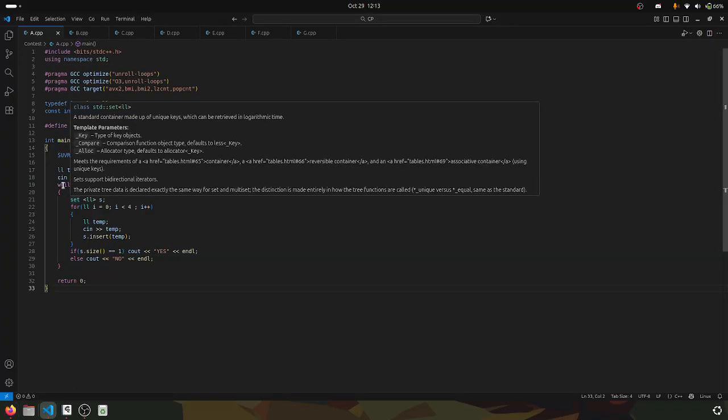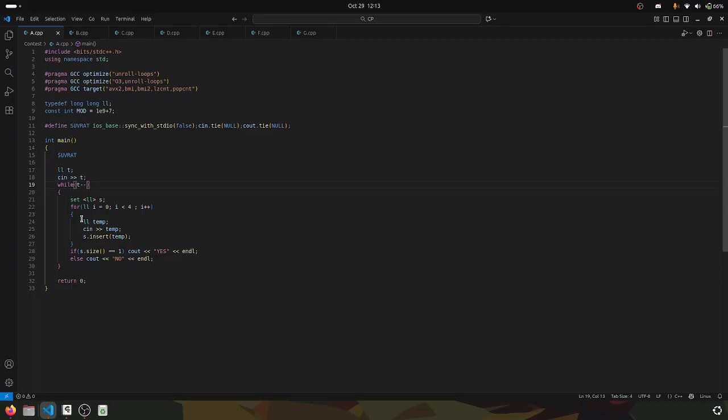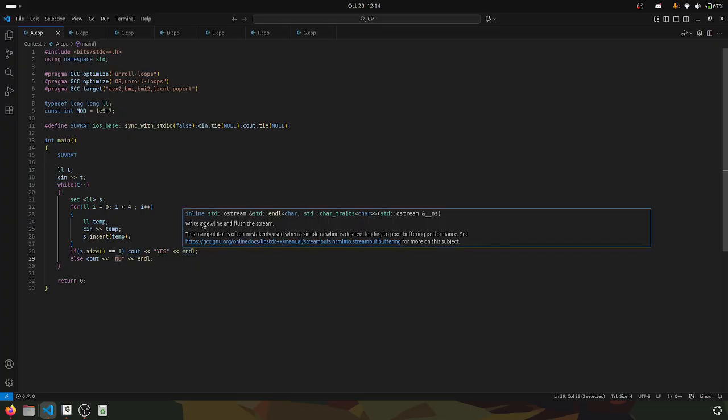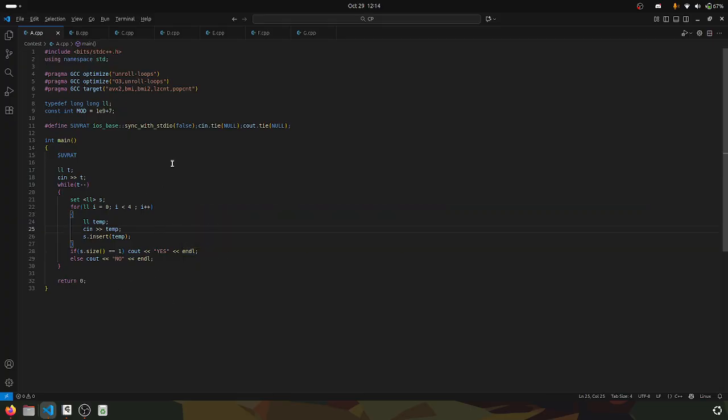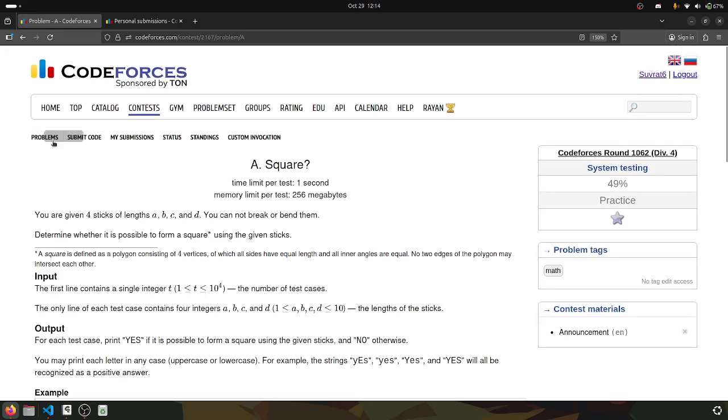So basically the test cases, then I need to take input 4 numbers. So here I am basically using a set. A set is a data structure which will store all the different integers. So if all the 4 numbers were same, there will be only one element inside the set. So if there is only one element inside the set, the answer is yes, else the answer is no. So this is the code for problem A. Let's move on to problem B.